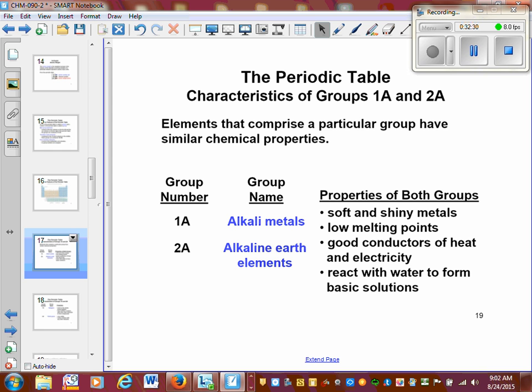Column 2, alkaline earth metals. Good conductors of heat and electricity. React with water to form basic solutions. Okay, so what's column 2?